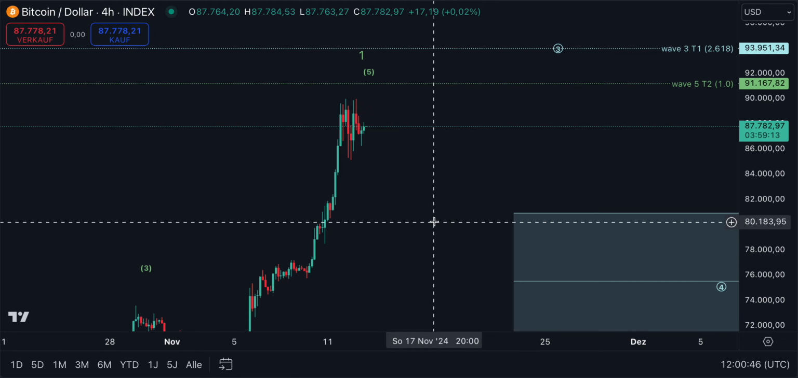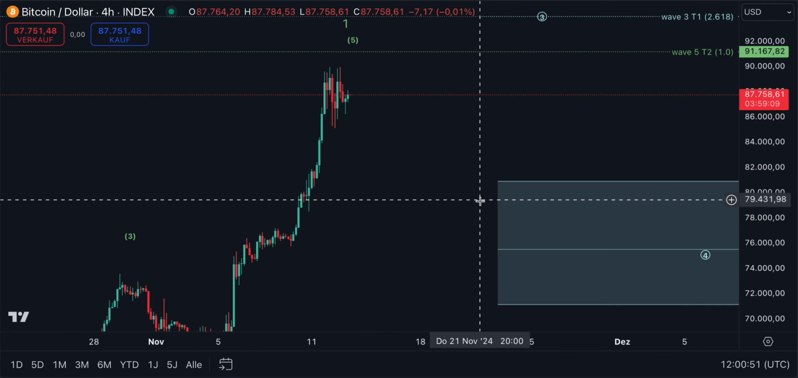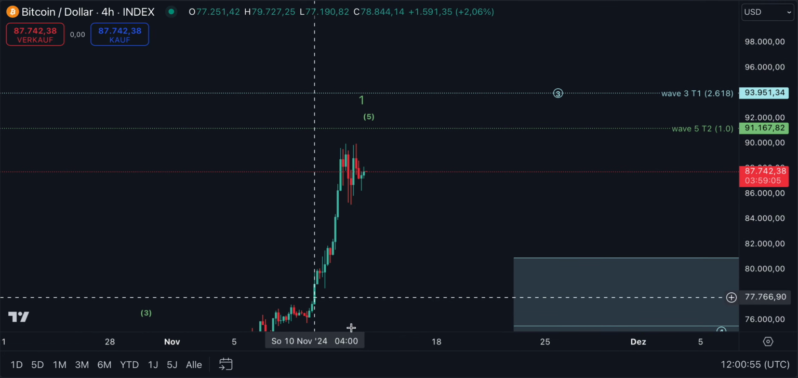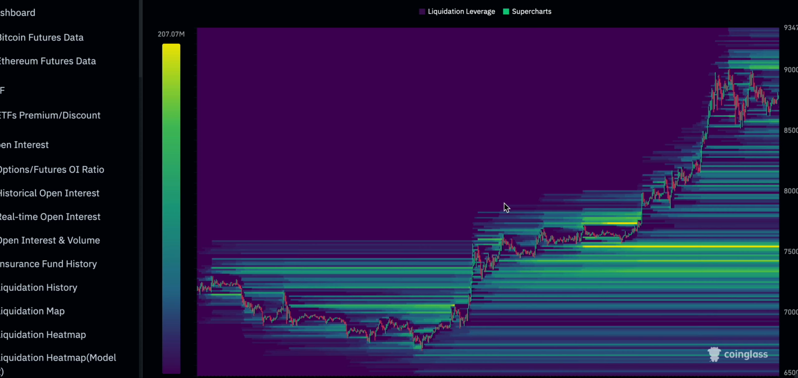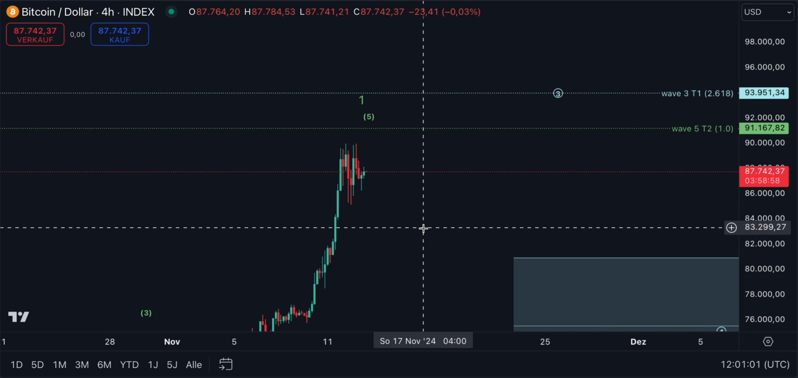Hello and welcome to a new Bitcoin analysis video. Today we will be looking at the price structure, our price target zones for down and upwards action, our personal price prediction, as well as the liquidation heat map. So let us start with the current structure.